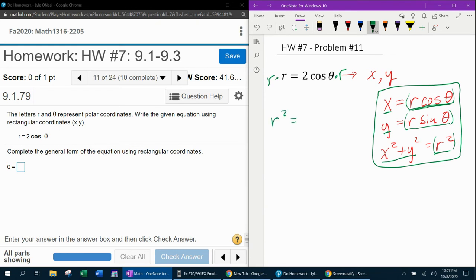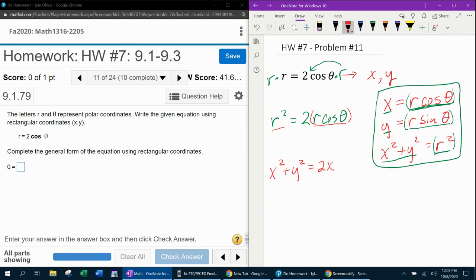And since multiplication is commutative, that means order doesn't matter. That means that I can put this r in between the 2 and the cosine theta. So that'll say 2r cosine theta. Okay, so now look what I've got. I've got an r squared, and I've got an r cosine theta. So we can substitute for r squared and make that x squared plus y squared. And we can substitute for r cosine theta and replace that with simply x.